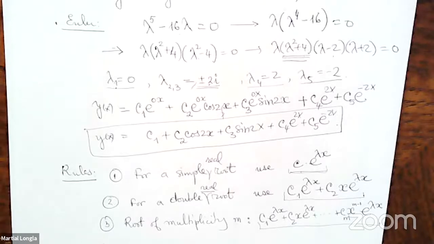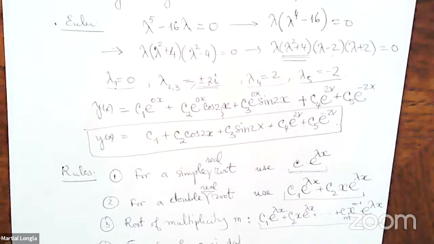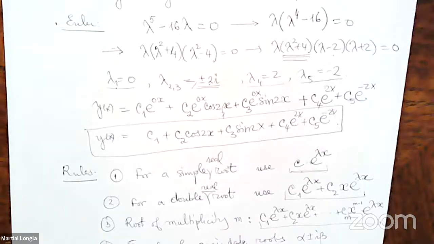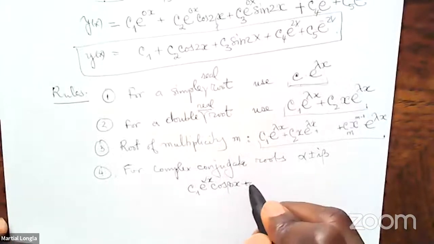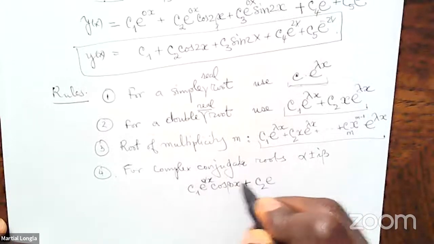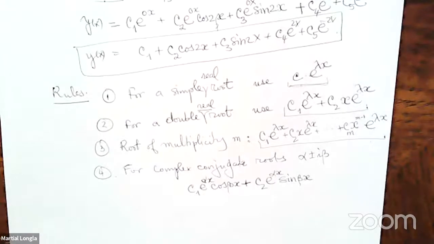Now, for complex conjugate roots, alpha plus minus i beta, then you are going to have the piece c1 e to the alpha x cosine of beta x plus c2 e to the alpha x sine of beta x. So these are the different options that you have.